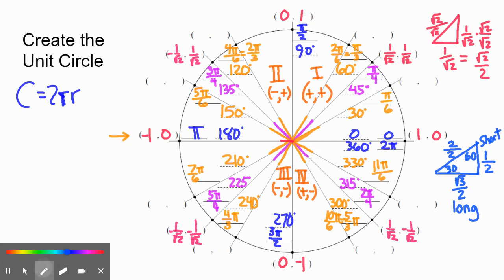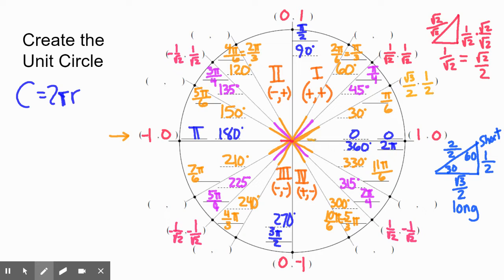Let's get approximately the same color here. All right, so we got our 30 degrees, 30, 60, 90. The x-coordinate is the long one, right? So that's square root of 3 over 2. And the y-coordinate is the short one. So that's 1/2.